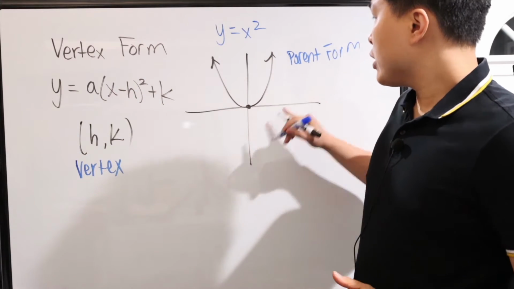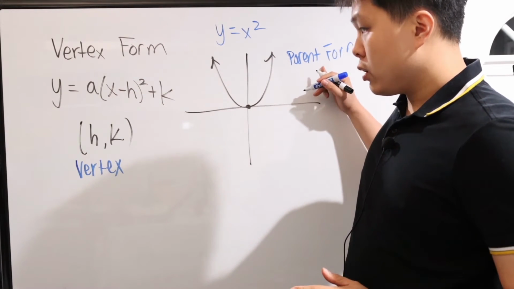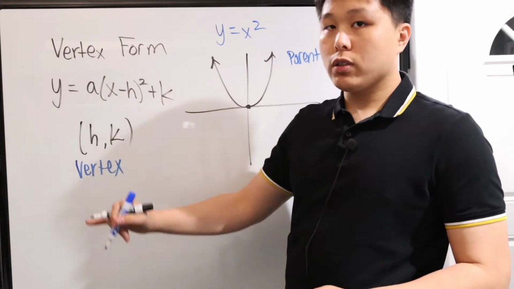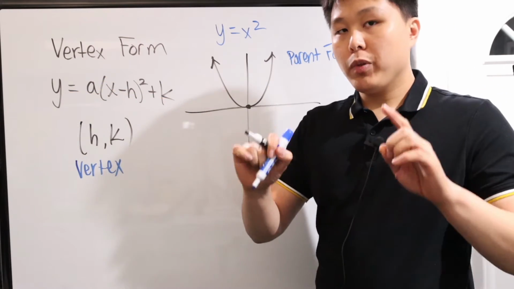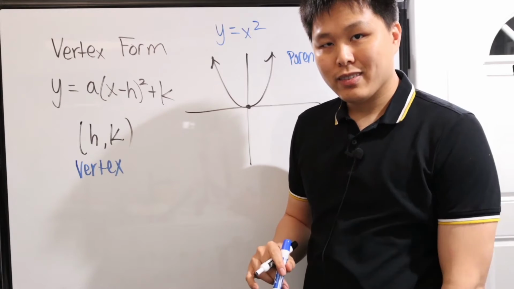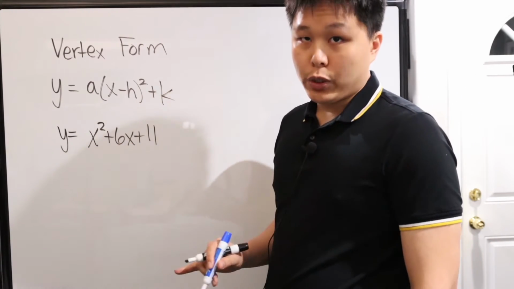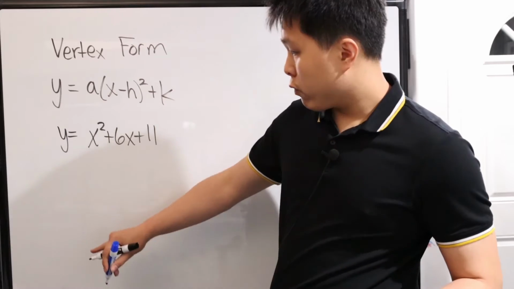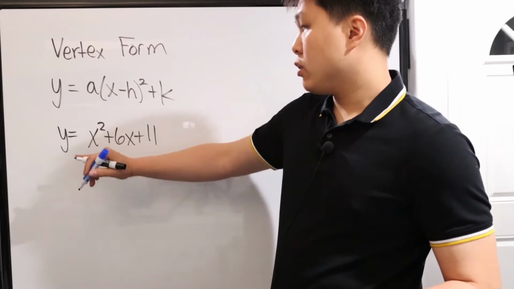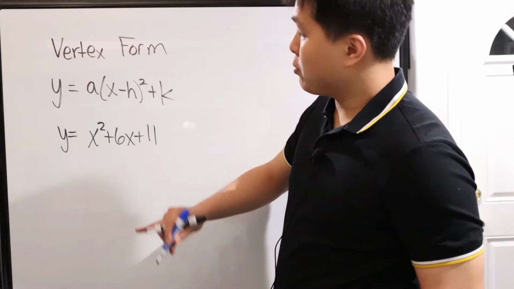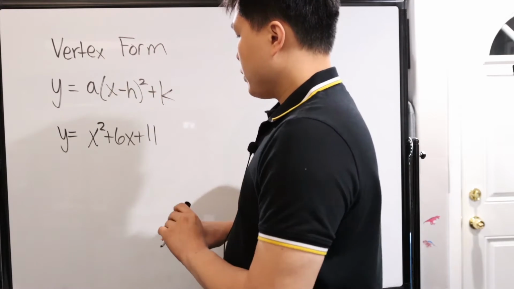Remember this as the parent form, and I'm going to show you, after we get an equation into vertex form, how it differs from the parent form. So let's begin. For our first problem, we're going to work on this one. This is not in vertex form. I'm just going to walk over very quickly how to get this to vertex form. I have an entire video on doing that, but this one is just the first problem, so let's go over it really quickly. This is standard form.